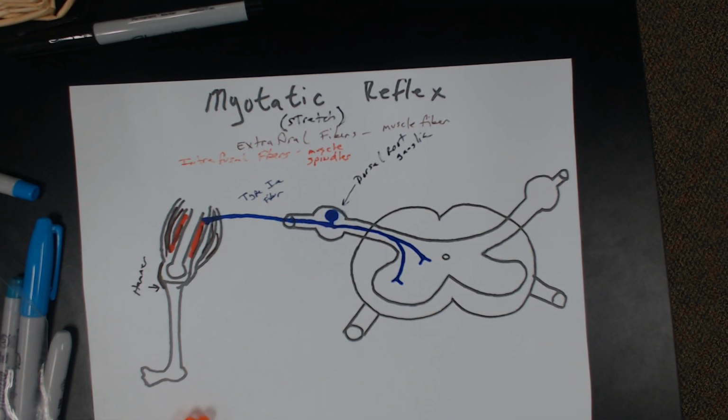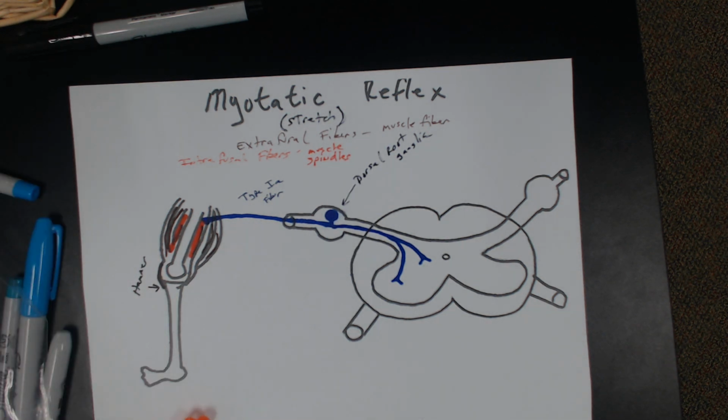Is that blue connecting to the intrafusal? Yep, blue's set up with the intrafusal. Type 1A fibers are specific for muscle spindles, and the muscle spindles are the orange intrafusal fibers. Any other questions? Can I see where we are? Okay. So we bifurcate there.